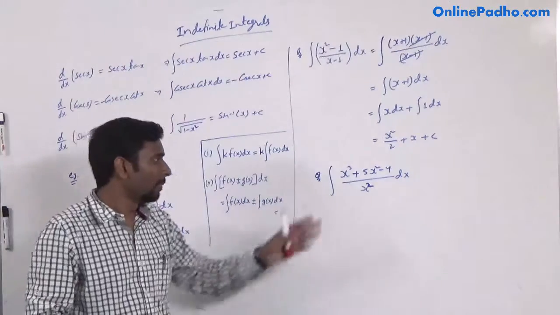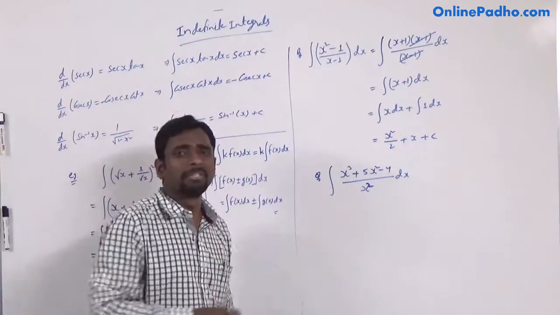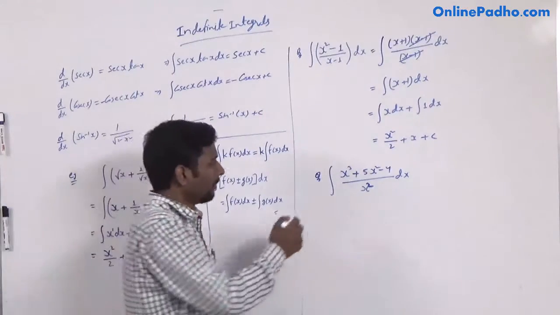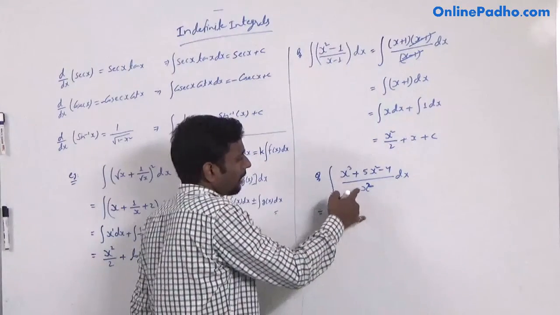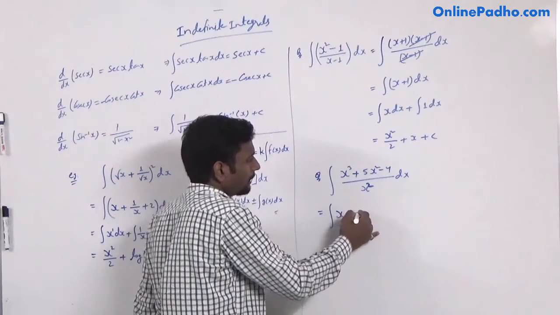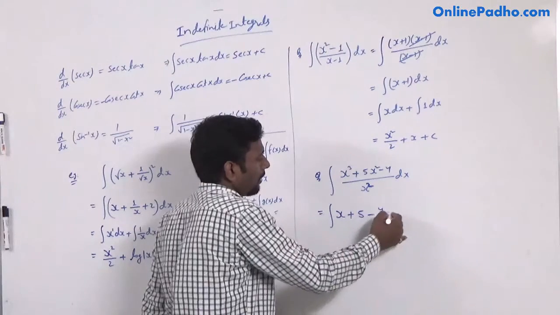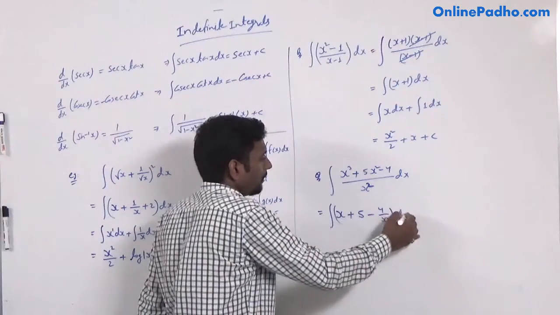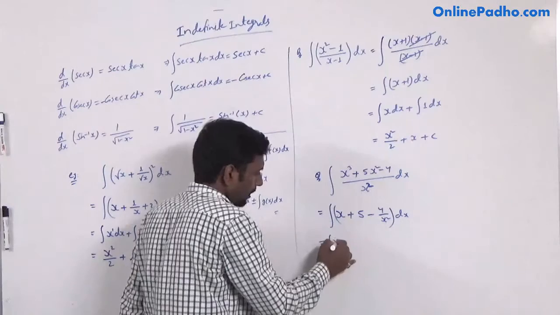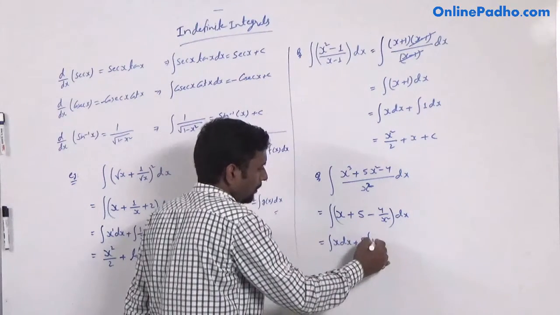We don't have any quotient rule formula in integration, so we need to simplify this function and separate it. We can divide the function by x square. We will get x plus 5 minus 4 by x square. Now we can separate all three terms. We will get integration of x dx plus 5 multiply integration of 1 dx.